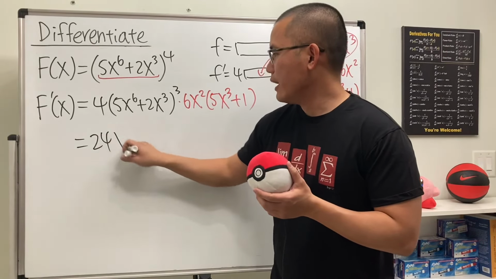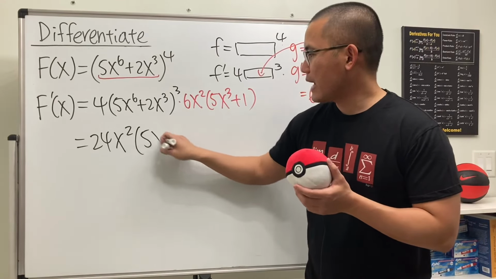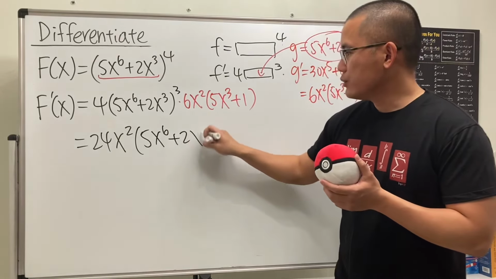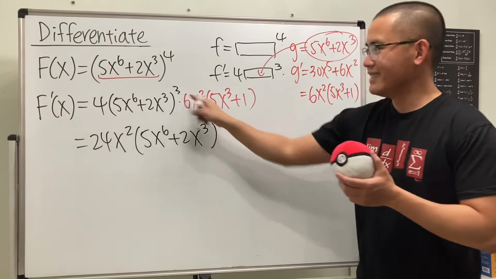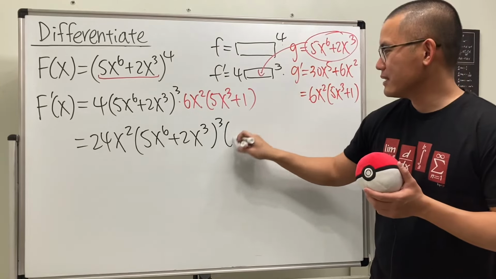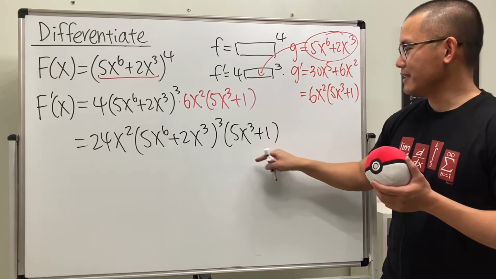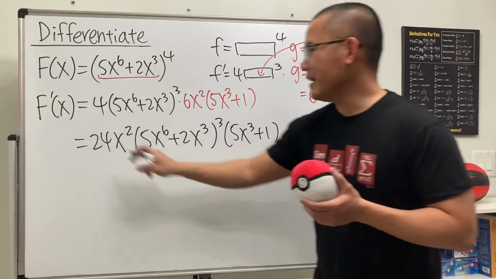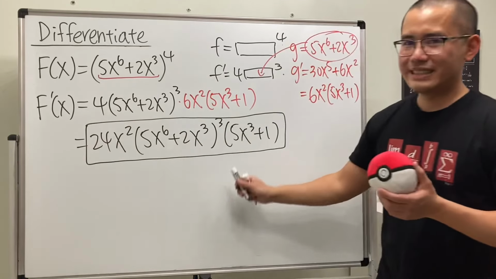So 24x^2, and then we have that, which is (5x^6 + 2x^3) to the 3rd power. And lastly, we have that, which is 5x^3 + 1. This is not a t, this is a plus. So that's it, right? This is actually the answer in the back of the book as well. Like this.